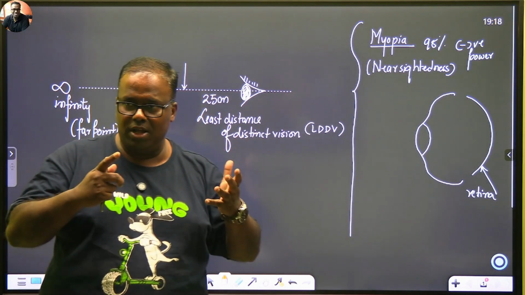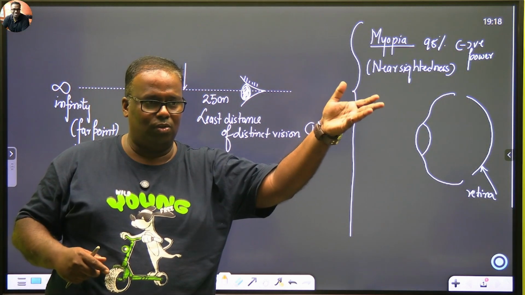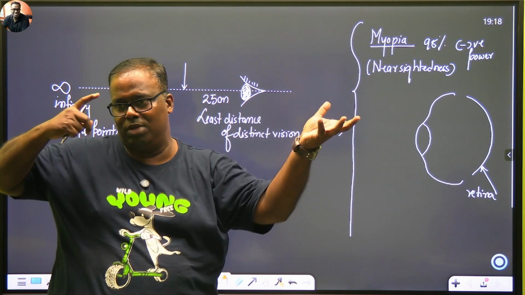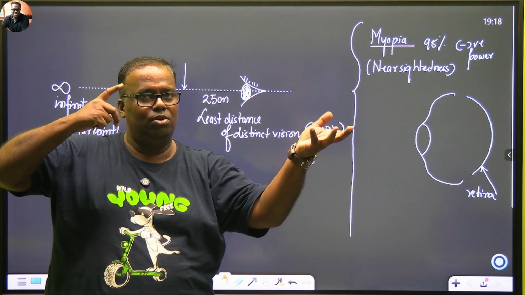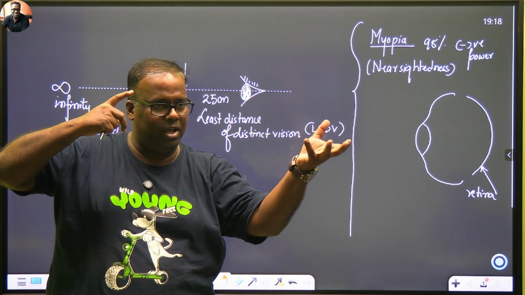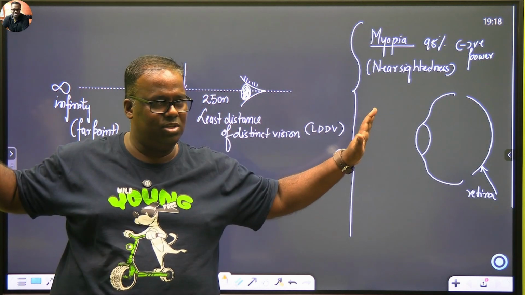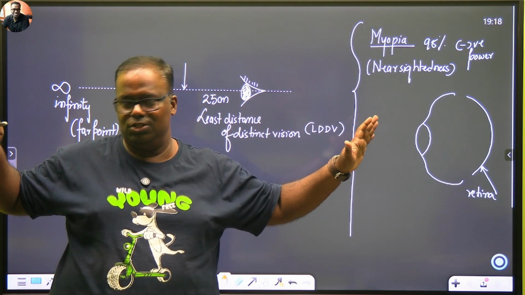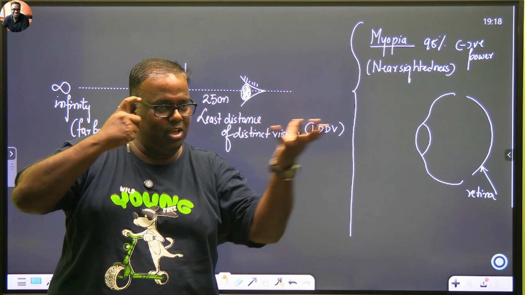If you take a camera and you try focusing something far off, IPL is going on, you'll see a lot of telephoto cameras on the boundary. So what they do, the moment they start focusing on the player, the background gets blurred. Have you seen those? Those are called macro shots. So the camera lens opens up.